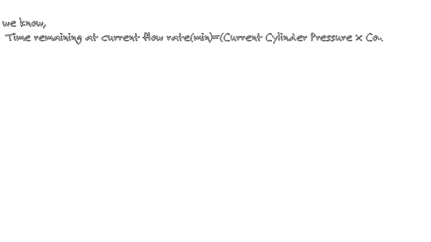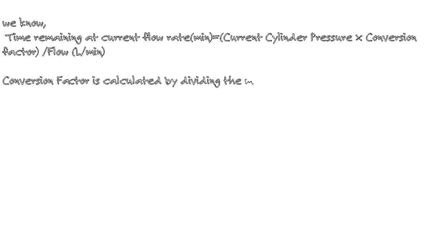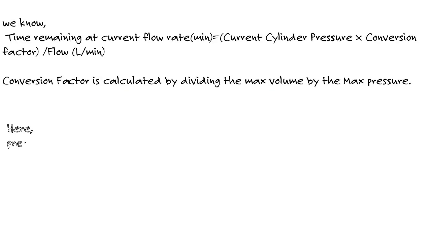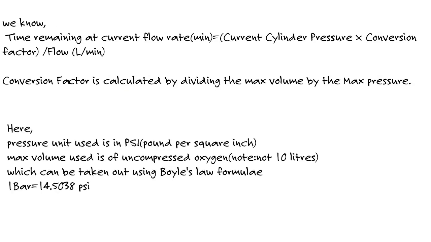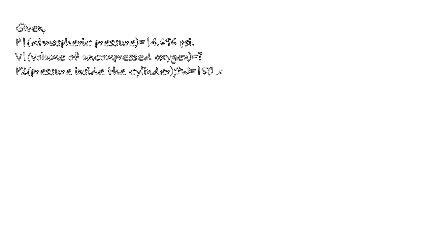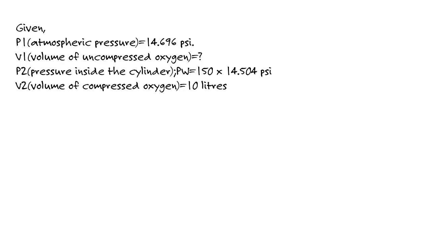So, the time remaining for the oxygen supply is calculated by the formula current cylinder pressure multiplied by conversion factor and divided by the current flow rate. Conversion factor is unique to the cylinder and is calculated by dividing the maximum volume by the maximum pressure. Here, the pressure unit used is PSI, which stands for pounds per square inch, and the maximum volume used is that of uncompressed oxygen, and note that 1 bar is 14.5038 psi. So, in this example, we first calculate the volume of uncompressed oxygen inside the cylinder.